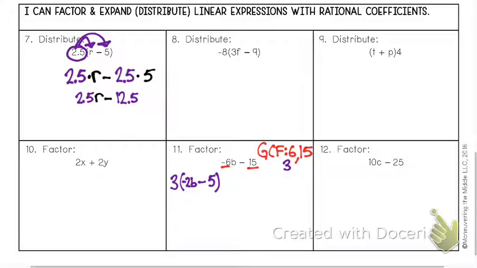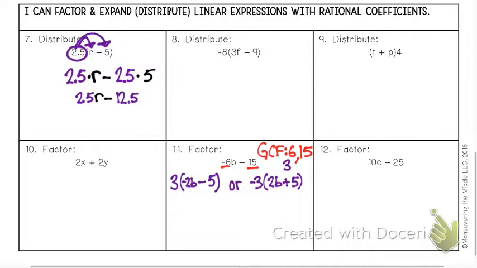Now, a lot of times we actually don't want to have the variable here with a negative. So instead of factoring out a 3, I could also factor out a -3, which means everything on the inside is just going to flip their sign. So that's going to be a +2 and a +5. So I changed that, +2b plus 5.